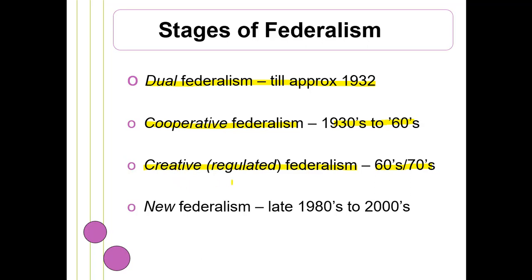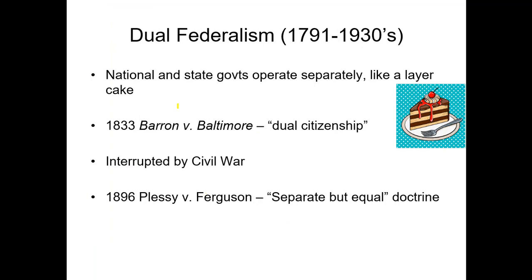As a result of this and lots of other things happening in the 70s, there was some pushback, and even the federal government was amenable to letting the states have more power. So from the late 80s to the early 2000s, we have what was called the New Federalism. Let's look at those. The dual federalist period was where the national and state governments were operating more separately. The national government was really trying to stay out of the states' business, operating kind of like a layer cake. Other than the occasional ruling, they really tried to stay out of the states' business.